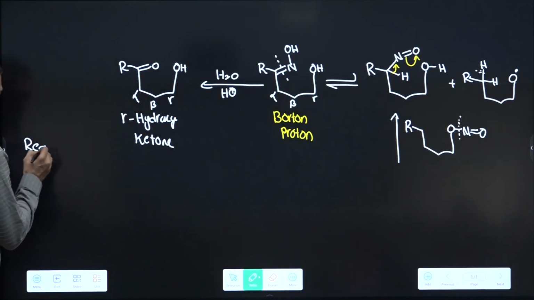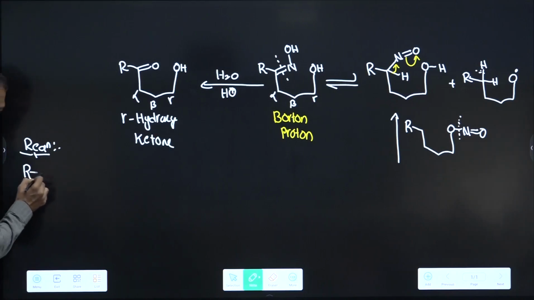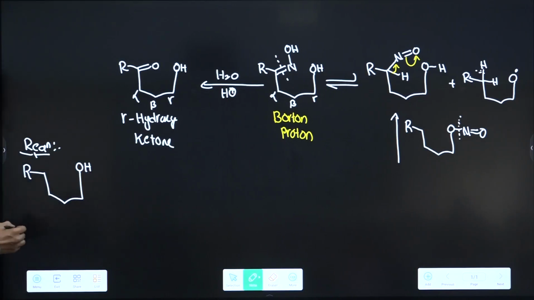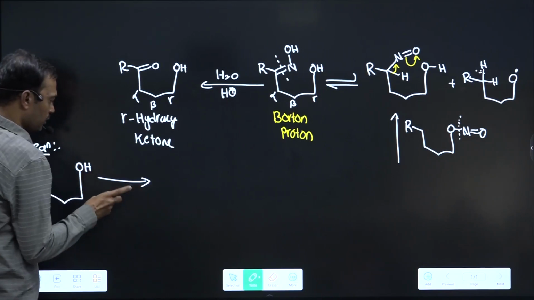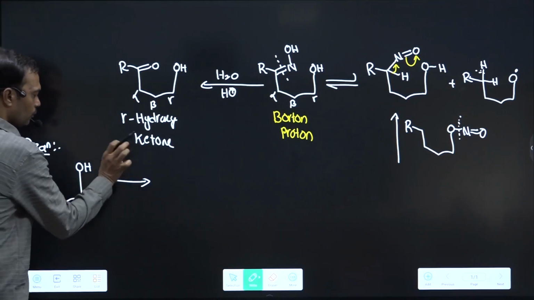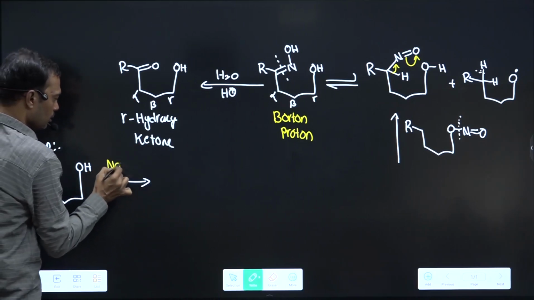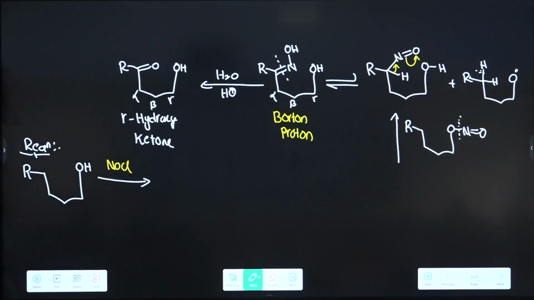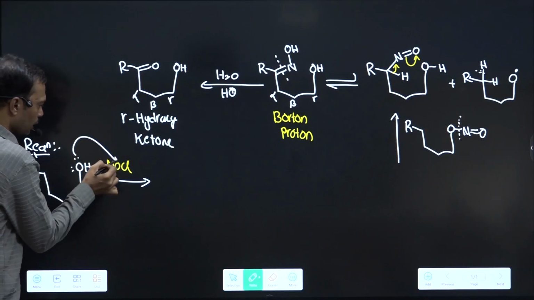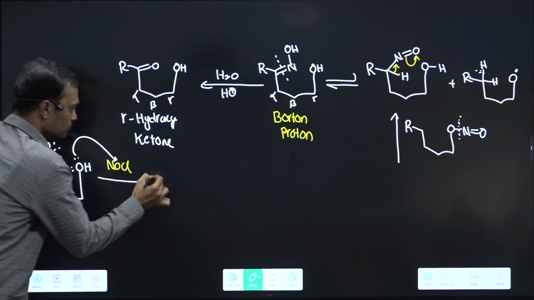See this reaction. Here I am writing alcohol. When alcohol is treated with NOCl, what is NOCl? Nitrosyl chloride. On that time this oxygen lone pair will directly attack on nitrogen, and chlorine will be removed.